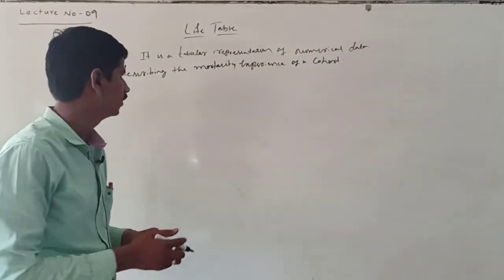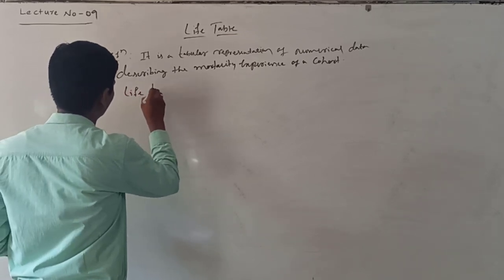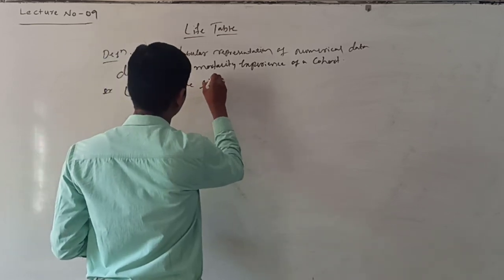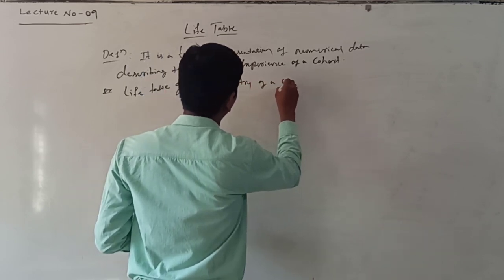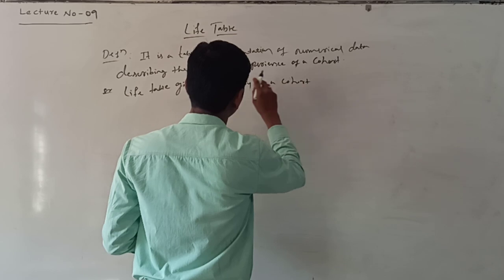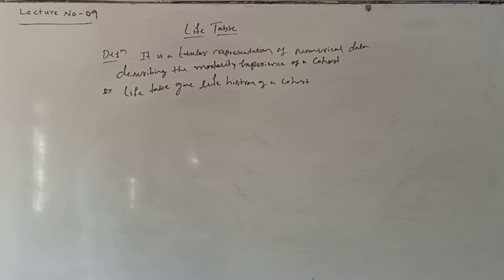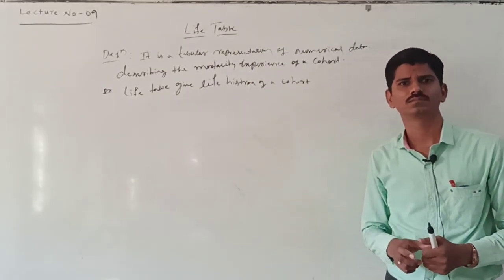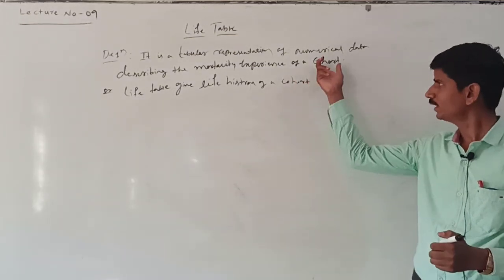Another definition: life table gives life history of a cohort. It gives the life history of a cohort. Here the different life tables can be constructed for different communities. Okay. Here, what is a cohort?